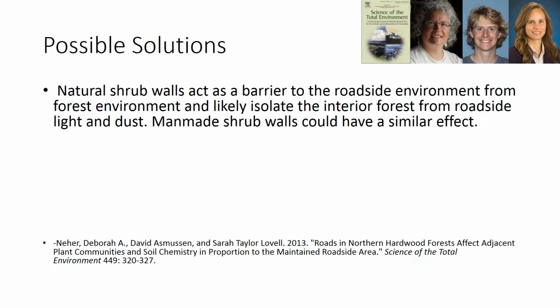Solutions are often hard to come by and easily argued. Some are natural shrub walls that can act as a barrier between the roadside environment and the forest environment. These can isolate the interior forest from roadside light and dust as well. Man-made shrub walls could have a similar effect to natural shrub walls. While some argue that the friction of distance would be increased due to the shrub walls, others think that it would help protect the natural species inside.